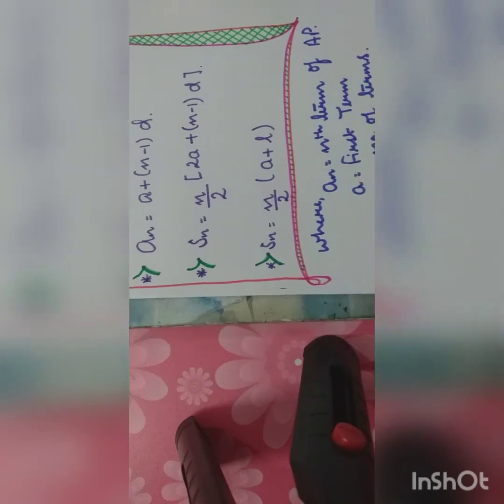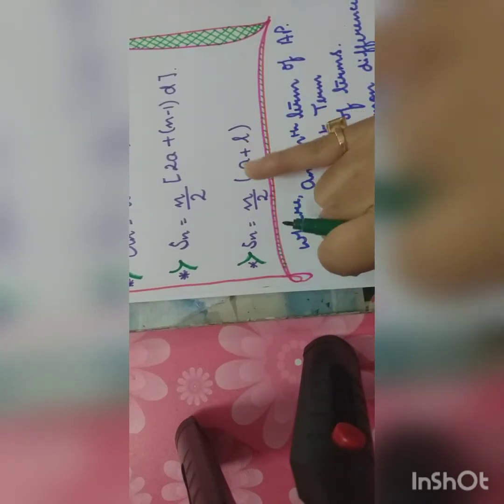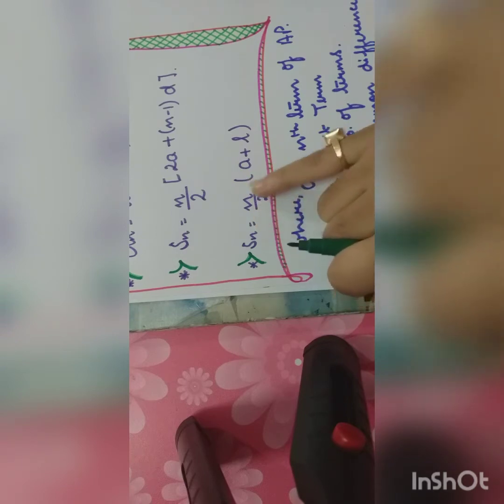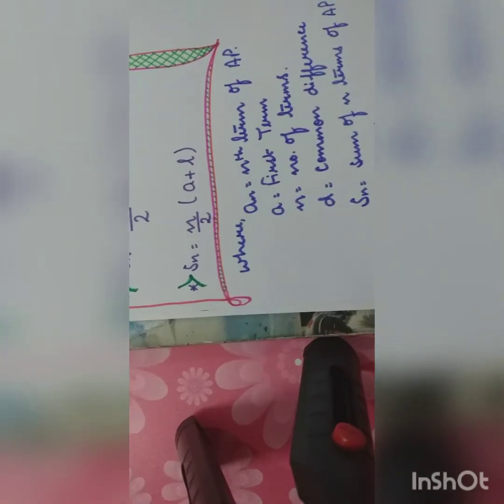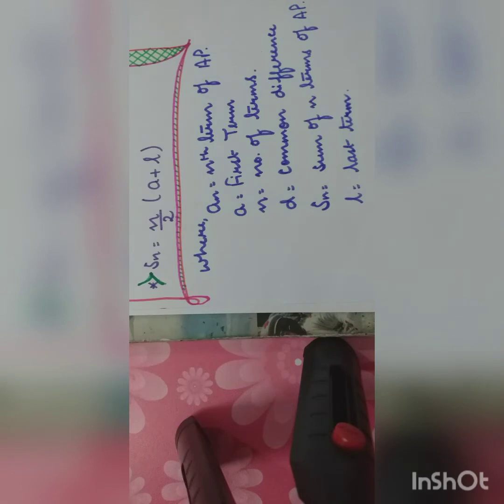And one more formula to find the sum of n terms of an AP. When the first term and last term are known to us, then we can simply use this formula for finding the sum of that AP series, that is Sn equals n by 2 into a plus l. And you all know what an, d and Sn stand for. an is the nth term of an AP, a is the first term of that AP series, n is the number of terms, d is the common difference, Sn is the sum of n terms of an AP and l is the last term. So let's get started.